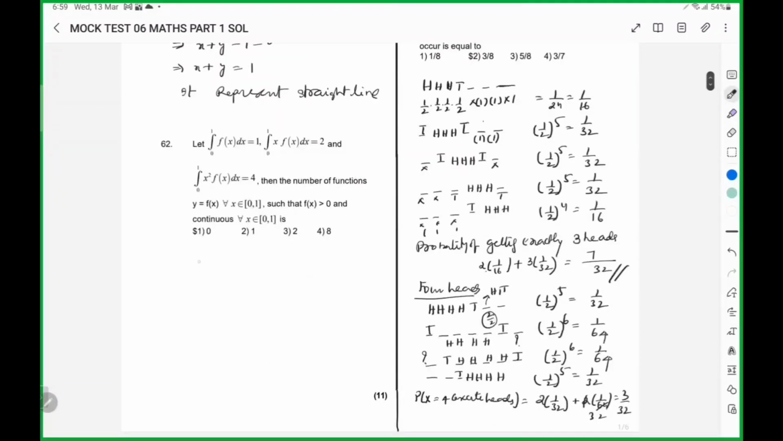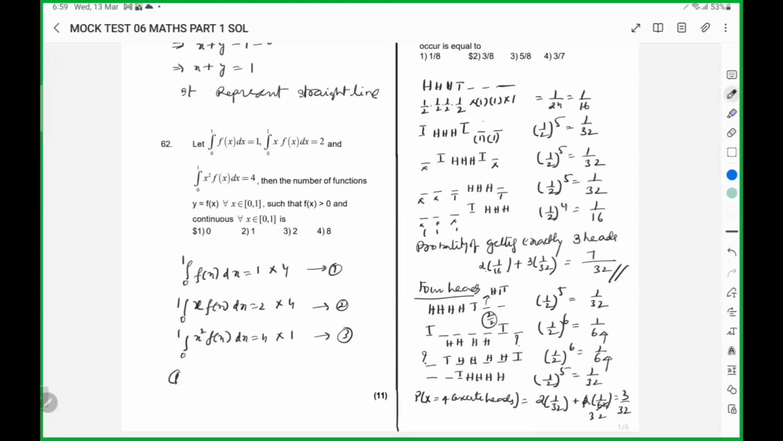Here it is, the given equations. I'm writing integral 0 to 1, x f of x dx is 2. Integral 0 to 1, f of x is 4. Multiply this by 4. Say first equation, second equation, third equation. So 1 plus 3 minus 2.